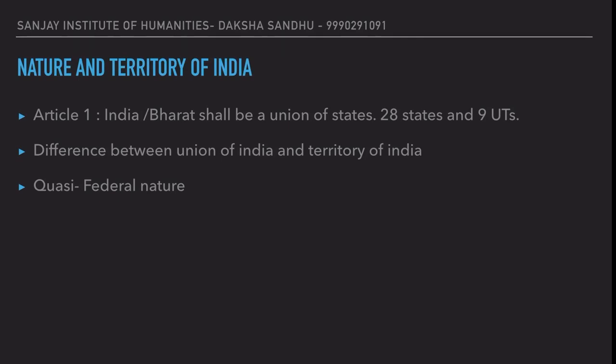There is a difference between the Union of India and the Territory of India. The expression Union of India includes only the states, which enjoy the status of being members of the federal system and share power with the union government, while the Territory of India covers the states, union territories, and the territories acquired from time to time. Our Indian constitution and government are based on a system of semi-federalism, also called quasi-federal.